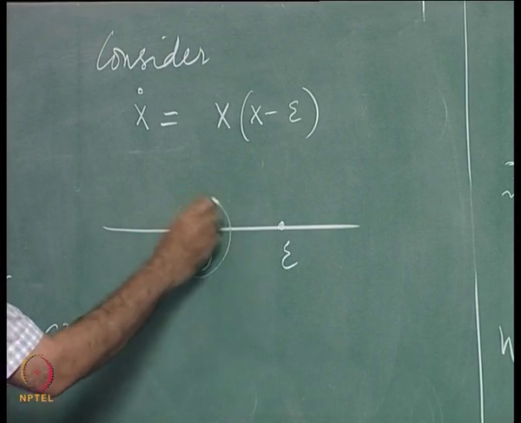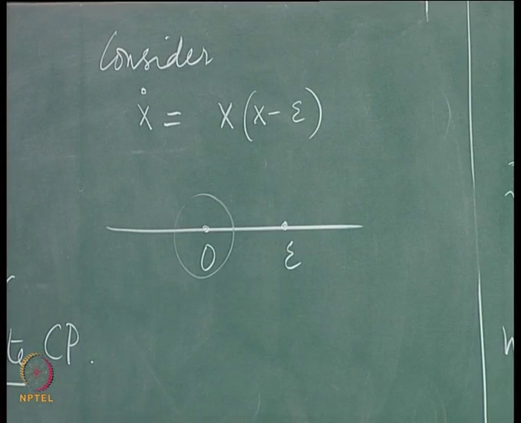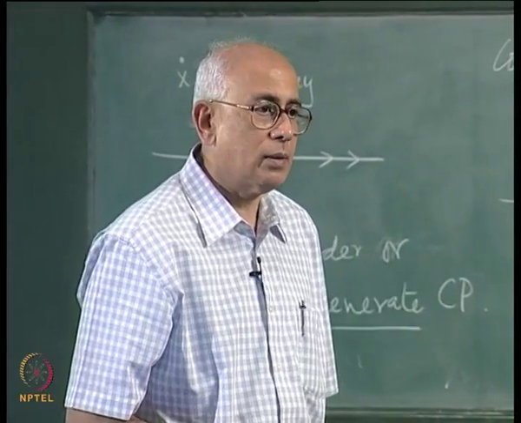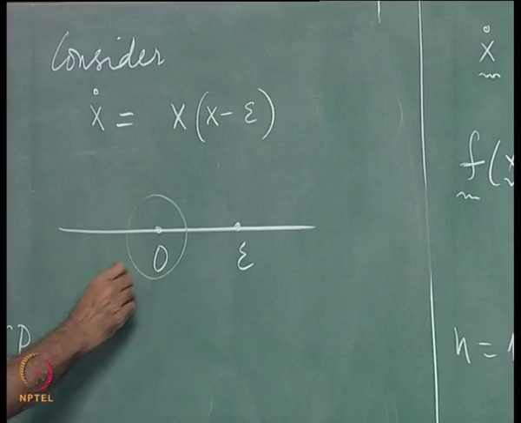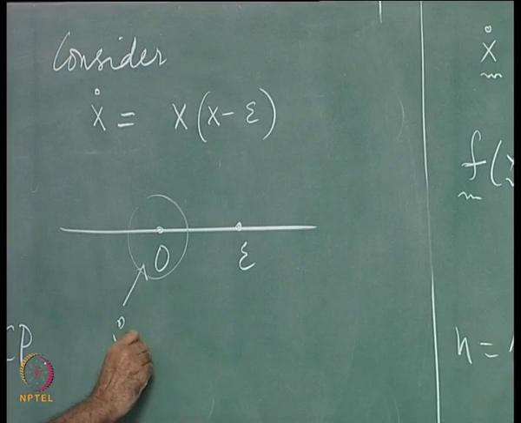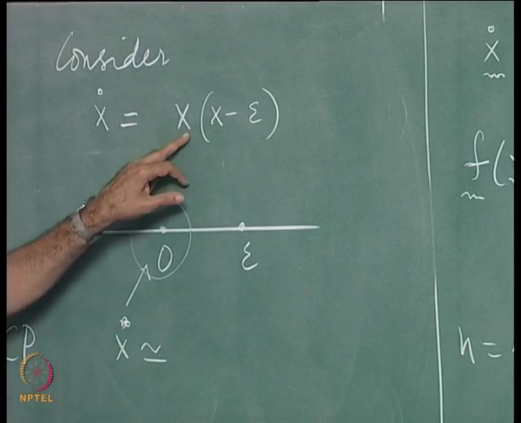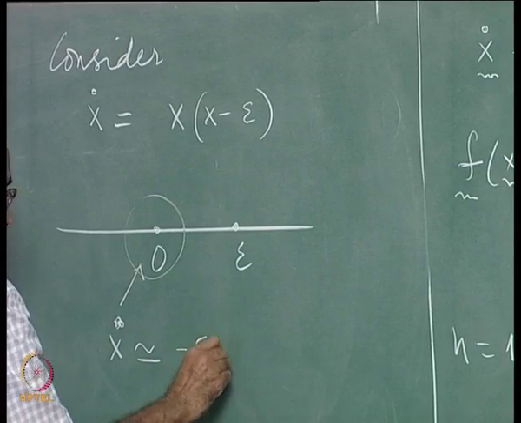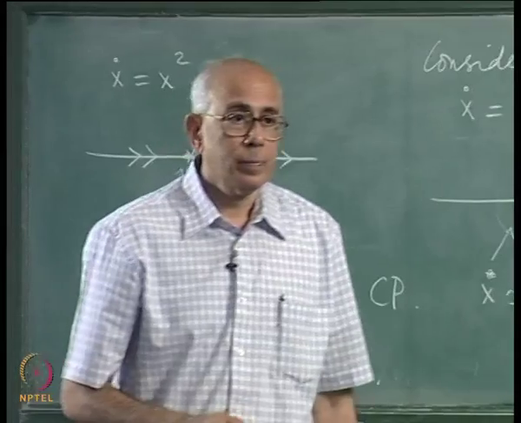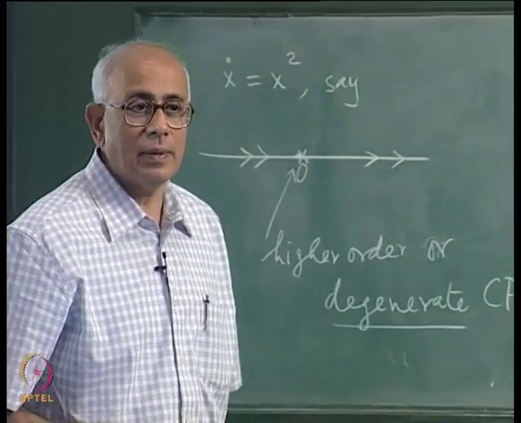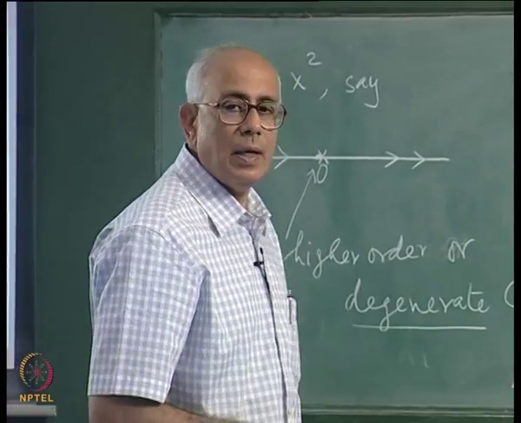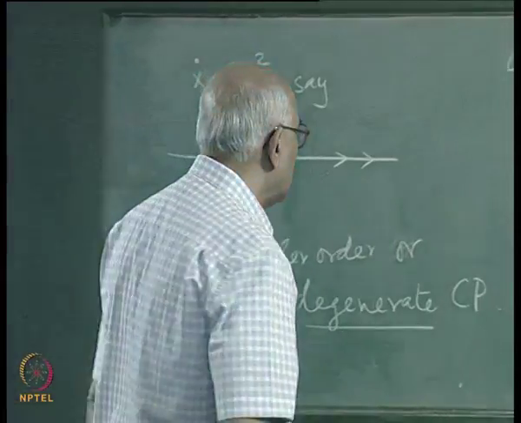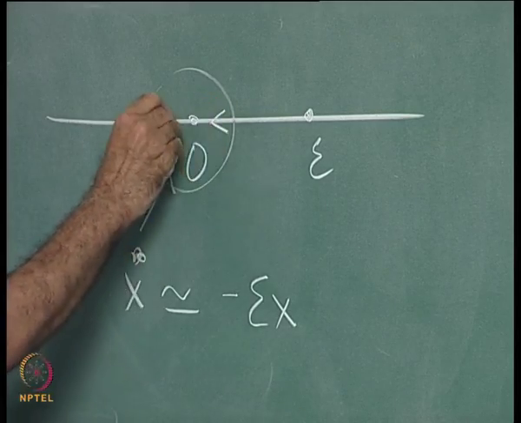So I look at it in a small neighborhood of this point, so small a neighborhood that for any given epsilon I could neglect the x squared term compared to the linear term in x, and then near this, in this neighborhood I could write x dot is approximately equal to, this is x squared minus epsilon x, and I leave out the quadratic term and write this as minus epsilon x. Does that suggest an attractor or a repeller? It is an attractor because the solutions nearby would go like e to the minus epsilon t times x of 0, therefore the arrows would point inwards here and inwards here.